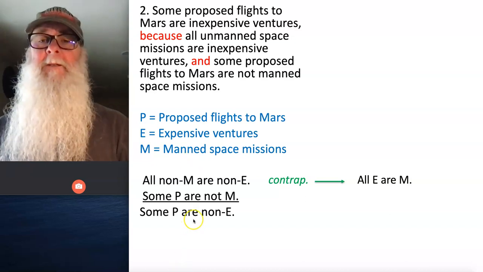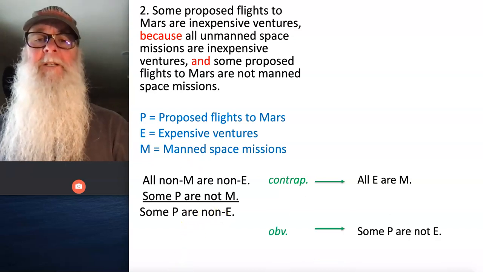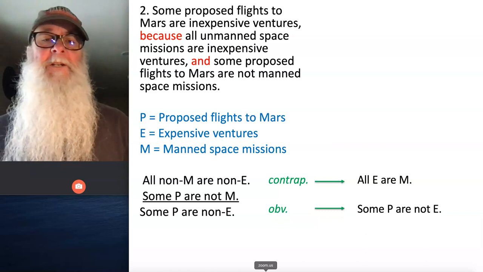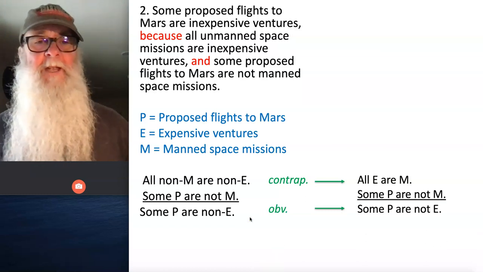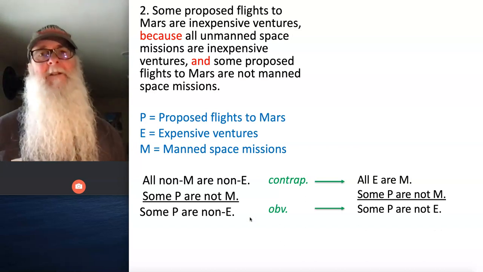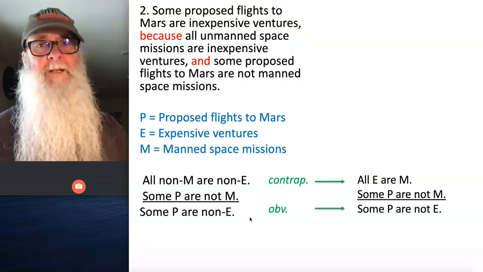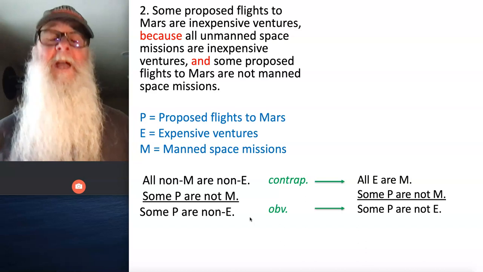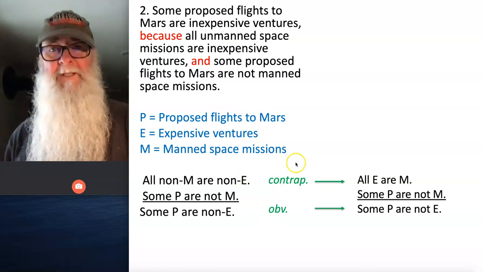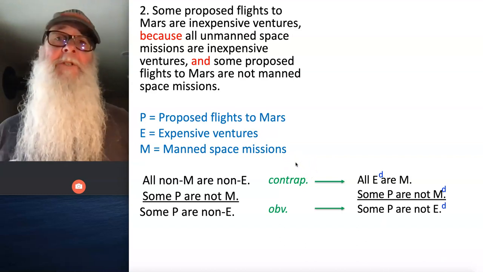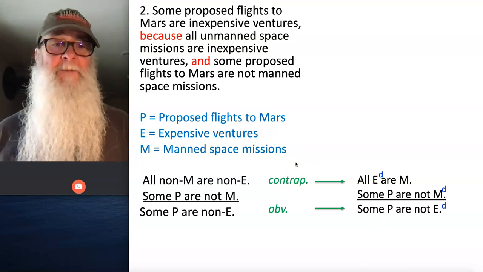And then we can take a look at this conclusion statement and obvert it. And if we obvert some P are non-E, we're going to get some P are not E, and now we can bring in our second premise, and we have the argument in standard form, 3 terms appearing exactly 2 times each in the exact same way, and now we can apply the 5 rules for categorical syllogisms to see if this argument is valid. We do so by marking all of our distributed terms.